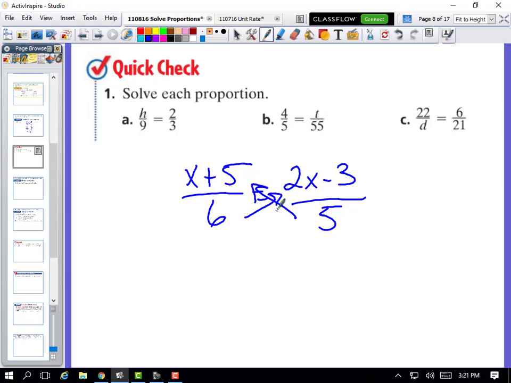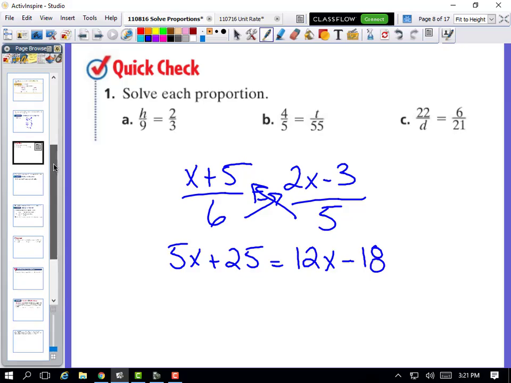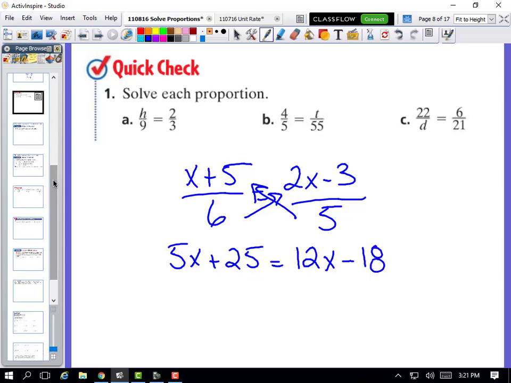It's just we have to learn something called the distributive property for us to do this. So if I were to cross multiply this 5 and the x plus 5, I would end up with 5x plus 25. If I cross multiply the 6 times the 2x minus 3, I end up with 12x minus 18. And then our goal is still to solve for x. By the end of the year, we'll be solving this problem. So that's what we're looking at when we're talking about solving proportions.